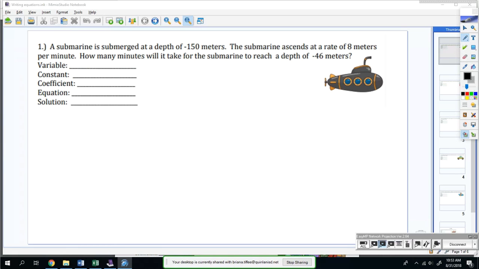Okay, so today we're going to be taking word problems and we're going to write equations from them. We're not going to solve them just yet. The only thing we're focusing on is writing the equation.